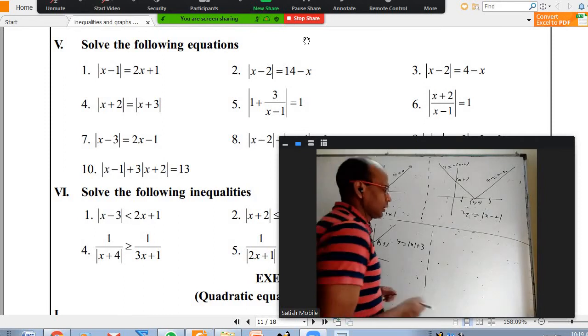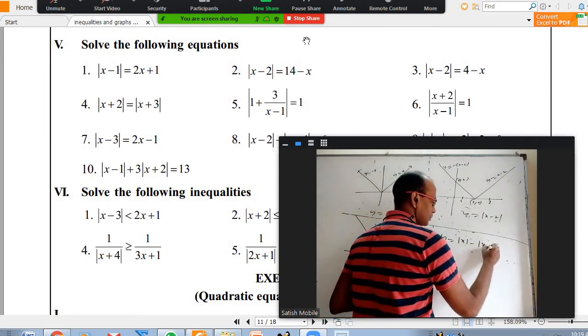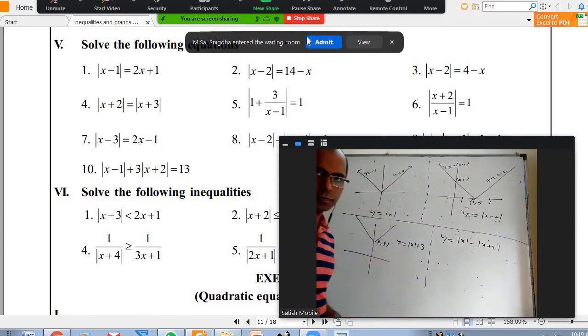Okay, now I want to draw a graph of y equal to mod x minus mod x plus 2. Let us see what happens.